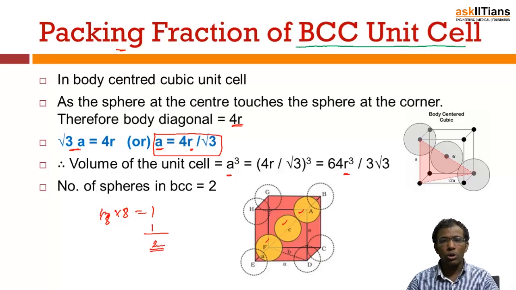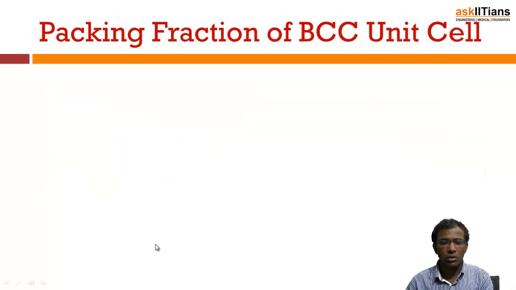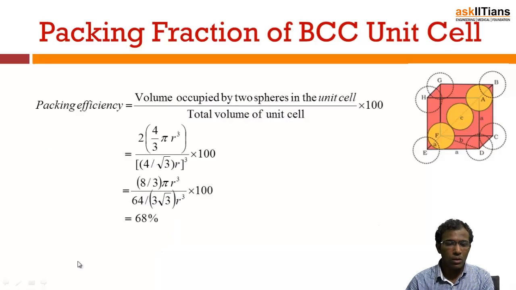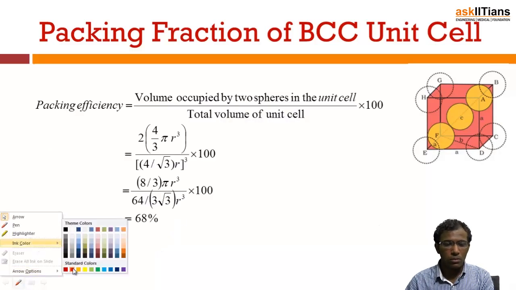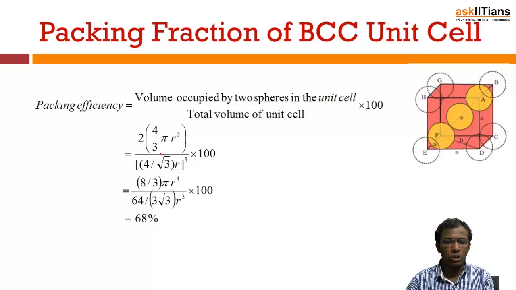So 2 into the volume occupied by each particle, that is 4/3 pi r cube, is the volume occupied by one particle, and there are 2 particles. So 2 into 4/3 pi r cube is the volume occupied by the 2 spheres in the unit cell, divided by the total volume of the unit cell, which we already calculated. If you do the calculation, you will get 68% as the packing efficiency of a BCC, body centered cubic unit cell, which is more efficient than the simple cubic unit cell.